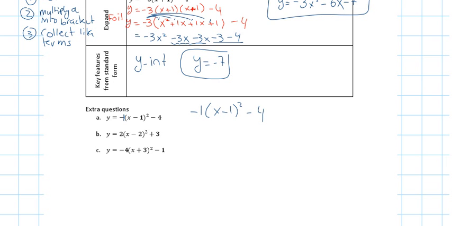Your homework, if you haven't got the pink sheet, I'm going to go photocopy more of the pink sheet. Your homework is page 2, 3, and 4.